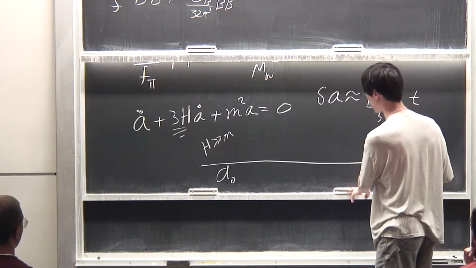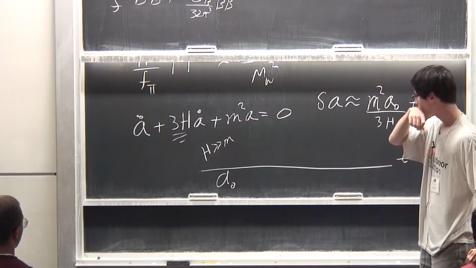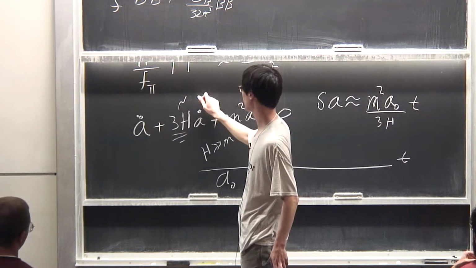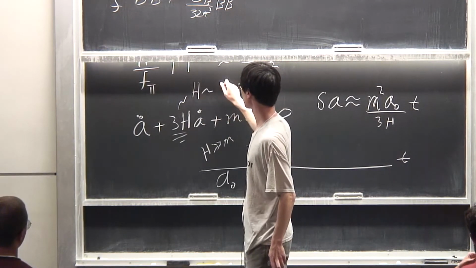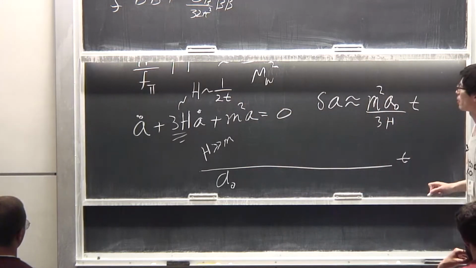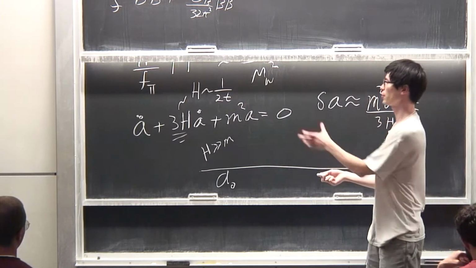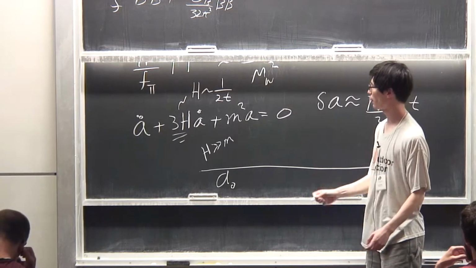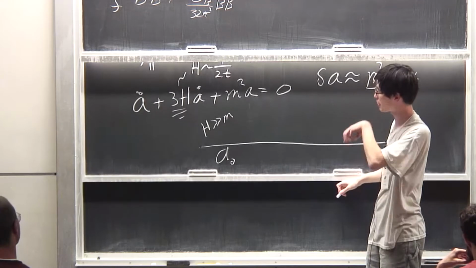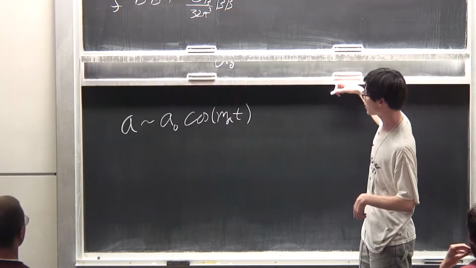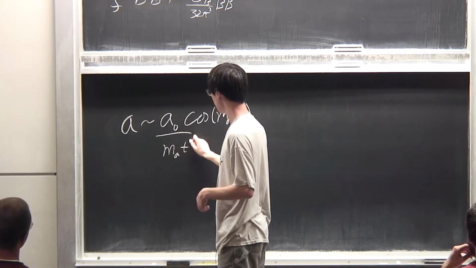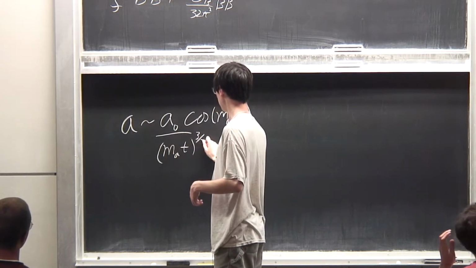So the early universe turns out to be radiation dominated. And so Hubble, we're going to put in radiation domination. So Hubble is going to scale as 1 over 2t. So you can solve this equation for A with a friction force that's decreasing with time. And what you see is that this equation is just modified to MAT to the 3/2.